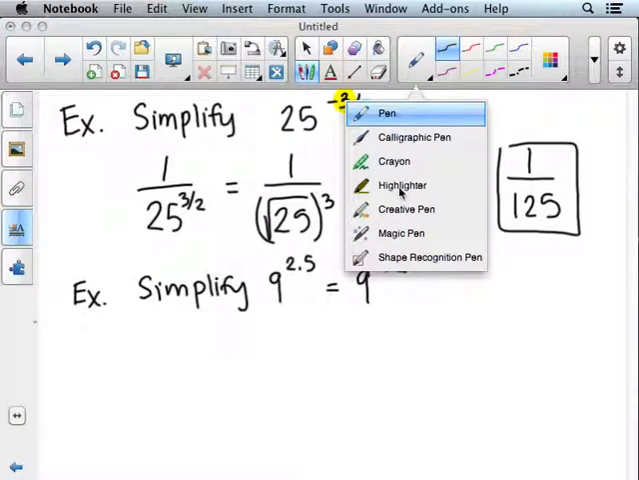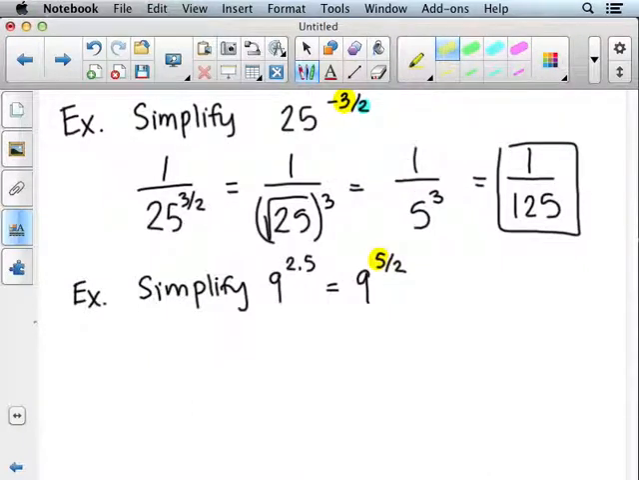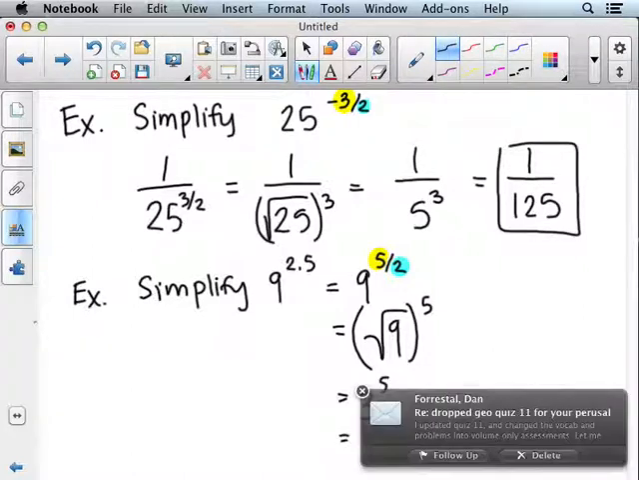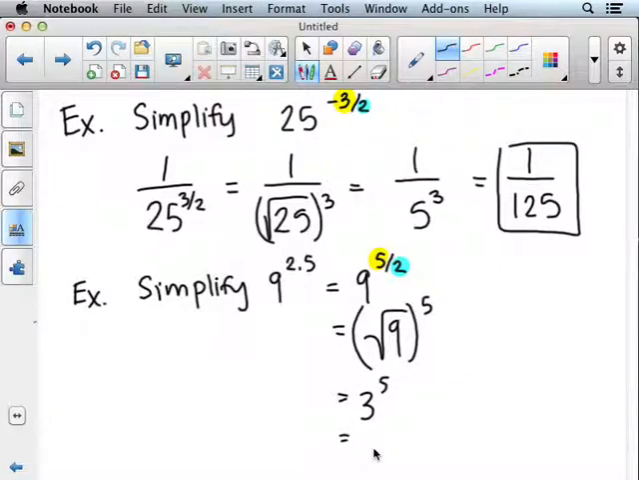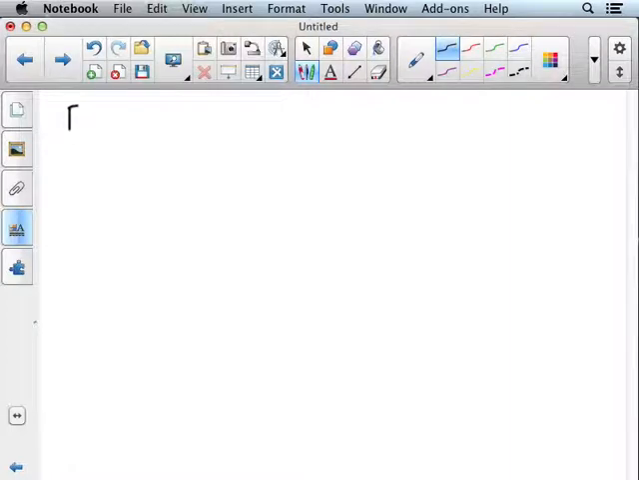So I now have my power and my root. I rewrite it, and it becomes the square root of 9, all to the power of 5, which is 3 to the power of 5, which is 243. And there's your final answer. Next example.